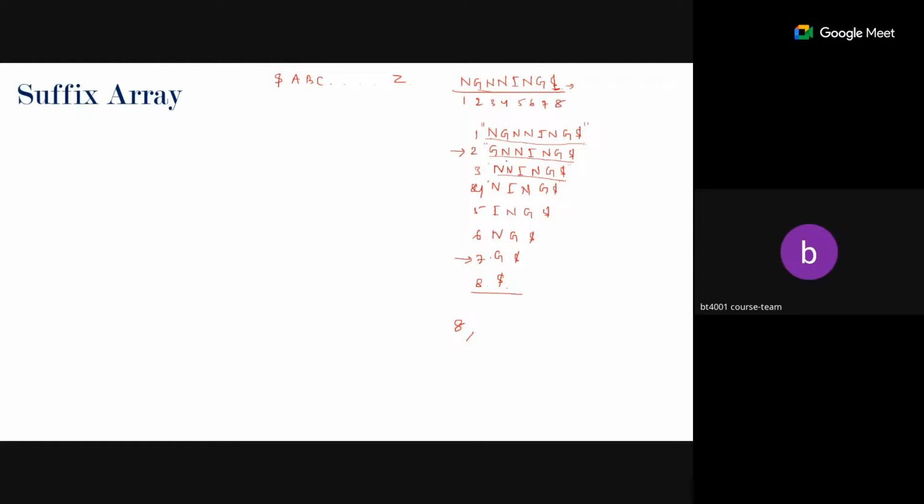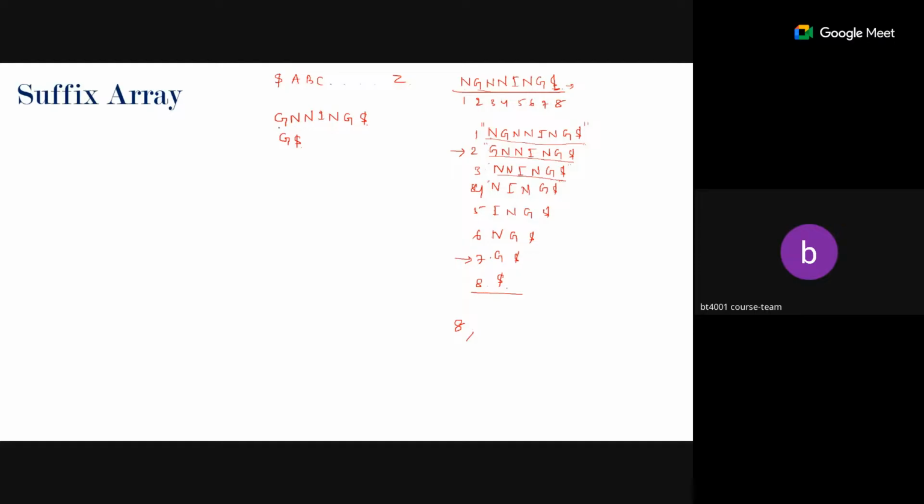So we'll go to the second letter. 7 will come. Yeah, 7 will come. So why is 7 coming? I'm going to write it over here. We have GNNING dollar, right? Then we have G dollar.